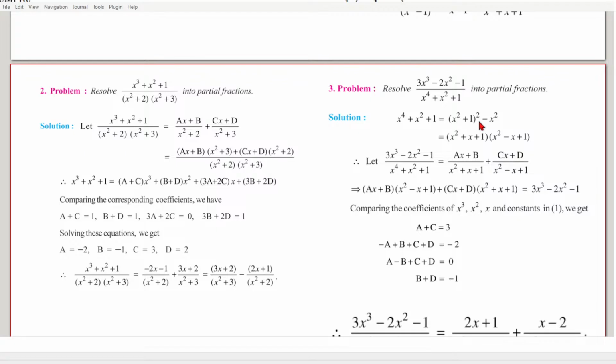This one. Okay, so this is pretty standard. We write it as x power 4 plus 2x square minus x square plus 1. These three we are taking together: x square plus 1 whole square minus x square. Understood? A square plus 2ab plus b square. Okay, sir, now I get it. This is kind of a little algebra trick.